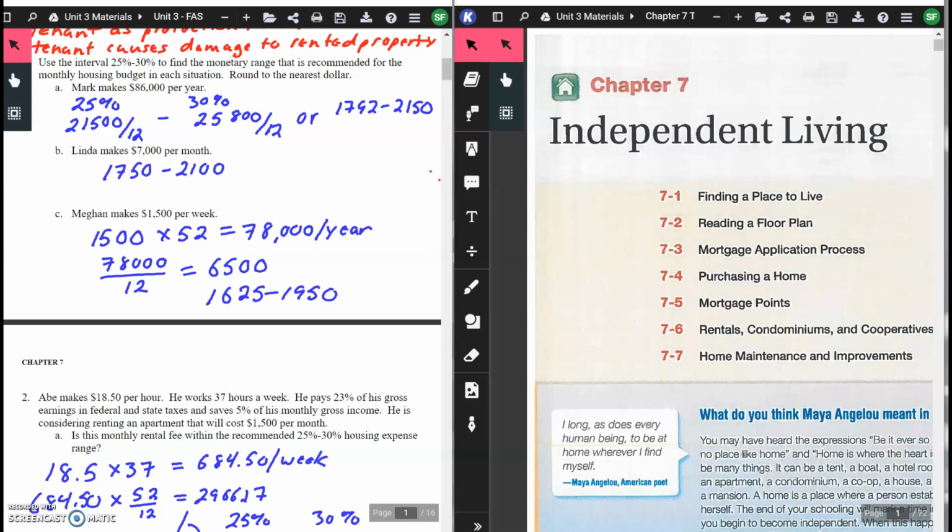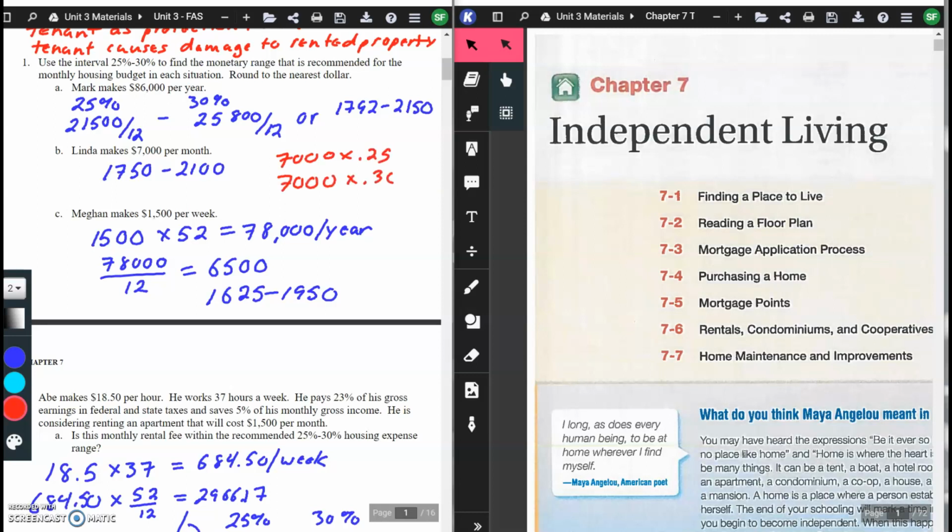Part B, Linda makes $7,000 per month. So you're going to take $1,750 and $2,100. So $1,750 is 25%, and $2,100 is 30%. You just take your 7,000 and multiply it by 0.25, and your 7,000 and multiply it by 0.30, and that'll give you your range. So she can pay anywhere between $1,750 and $2,100 per month.